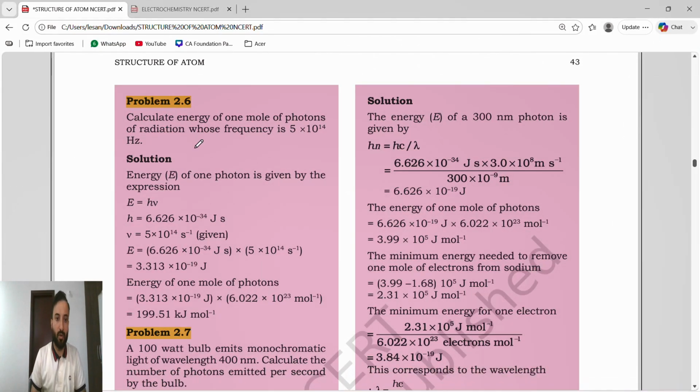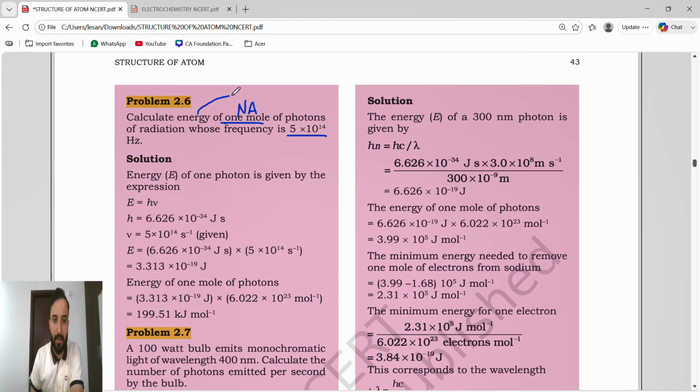Now guys, we will come to the problem. See, they said calculate the energy of 1 mole of photon. Guys, we know a very simple thing. They said 1 mole. Mole means what will come? Molecules, particles, like the Avogadro number will come. Okay, see here: calculate the energy of 1 mole of photon of radiation whose frequency is given.